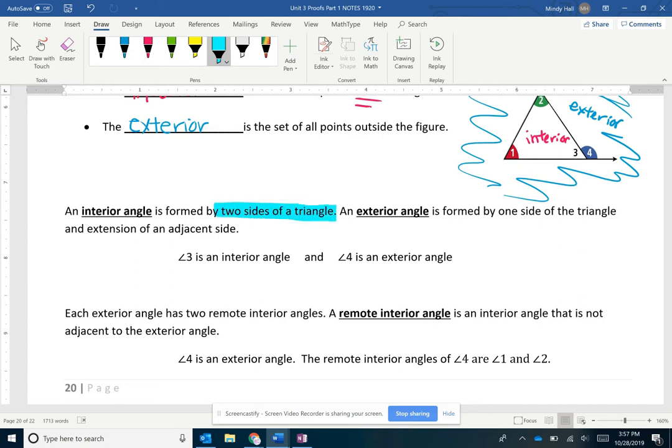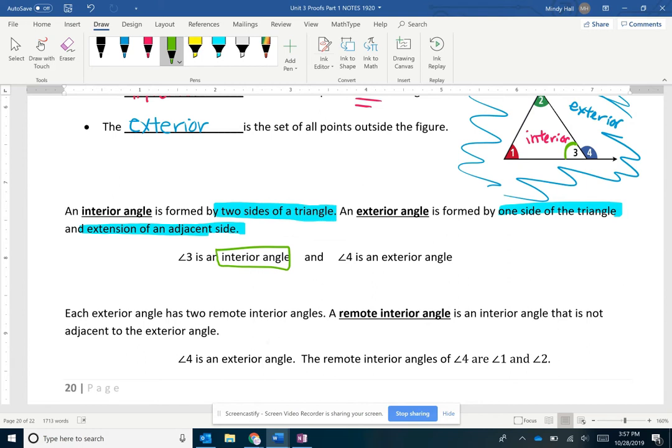An exterior angle is formed by one side of the triangle and an extension of an adjacent side. So if you look at the triangle we had above, angle 3 is an interior angle because it is inside, and angle 4 is exterior because it's surrounded by the blue.